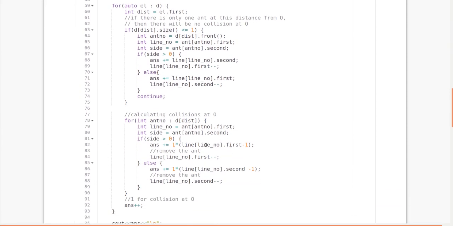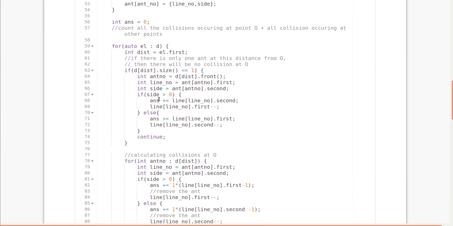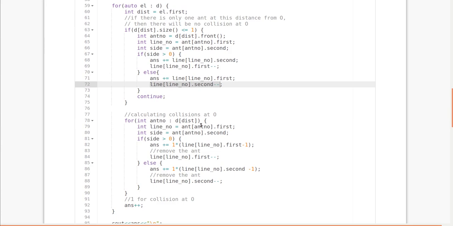So this adds up, this aunt collides with every aunt on the other side. If it is on the negative side, it will collide with every aunt on the positive side, and after doing so I'll remove this aunt. So this was on the positive side, so I remove one aunt from positives, and this was on the negative side, so I remove one aunt from the negatives. Okay, so now I continue, I move over to the next distance.